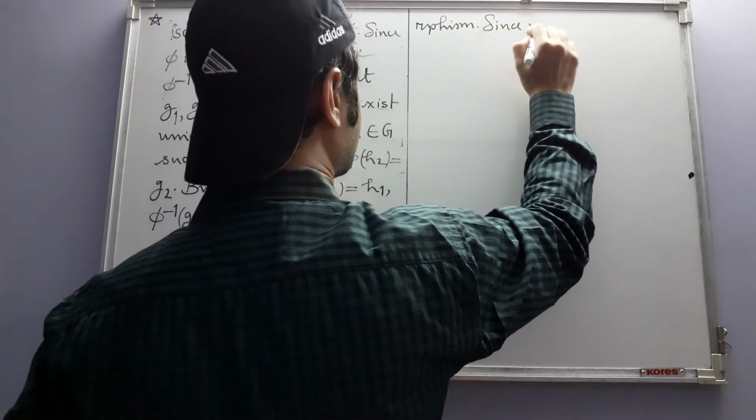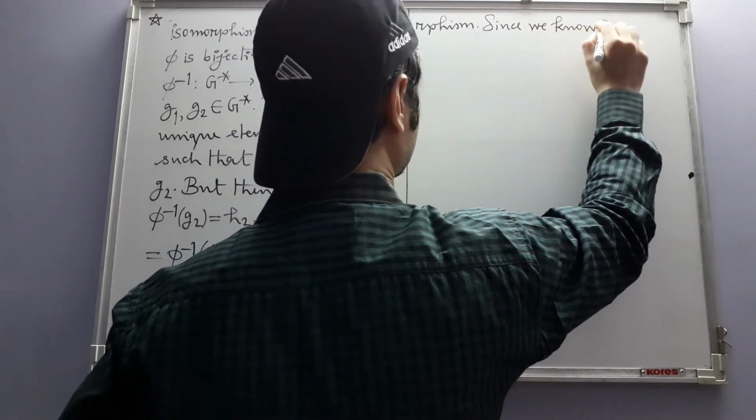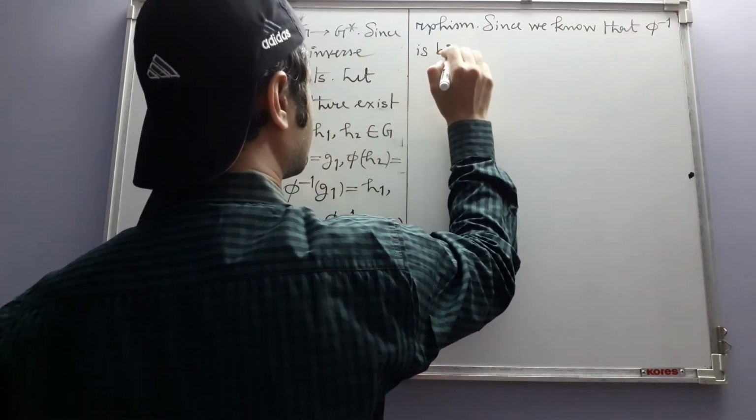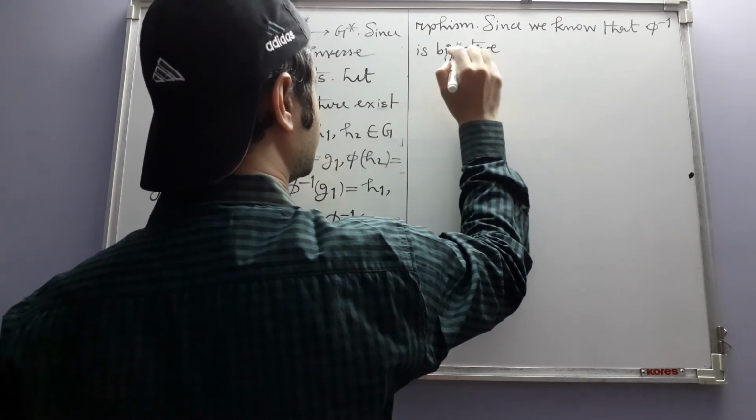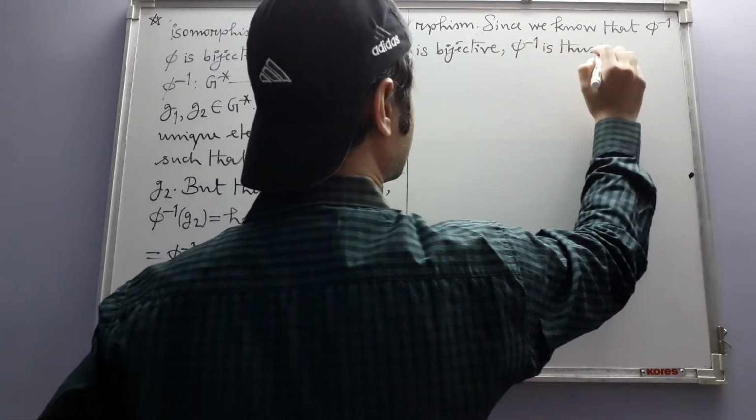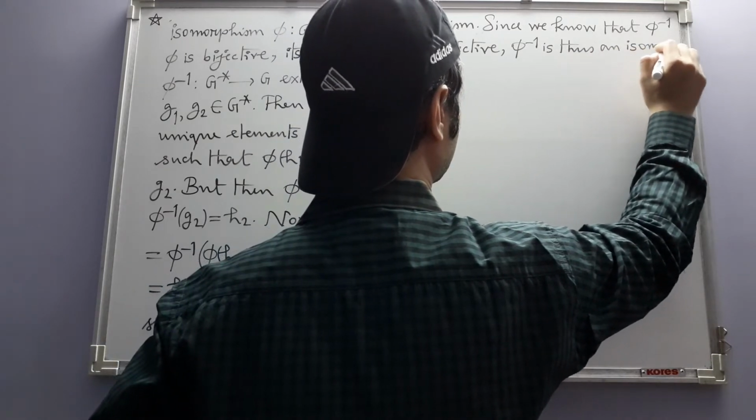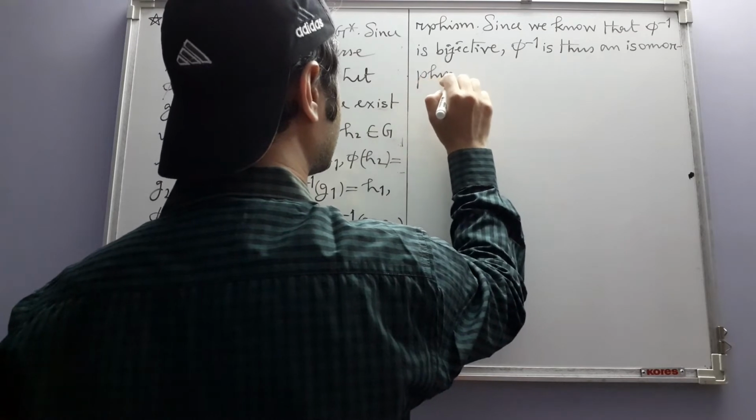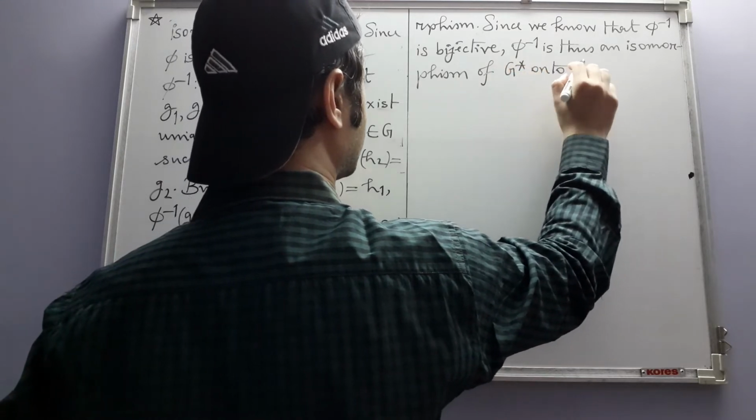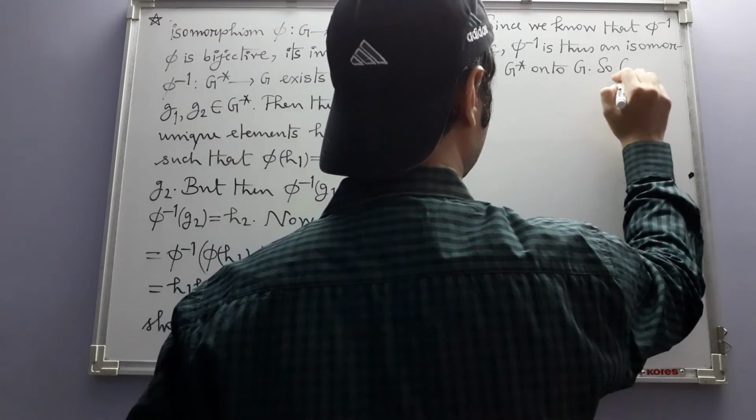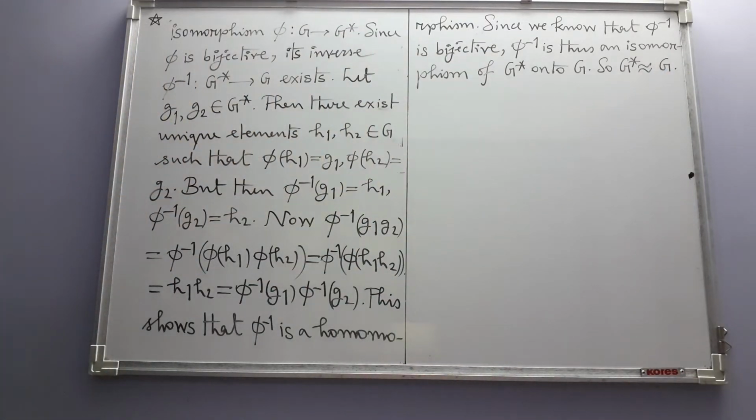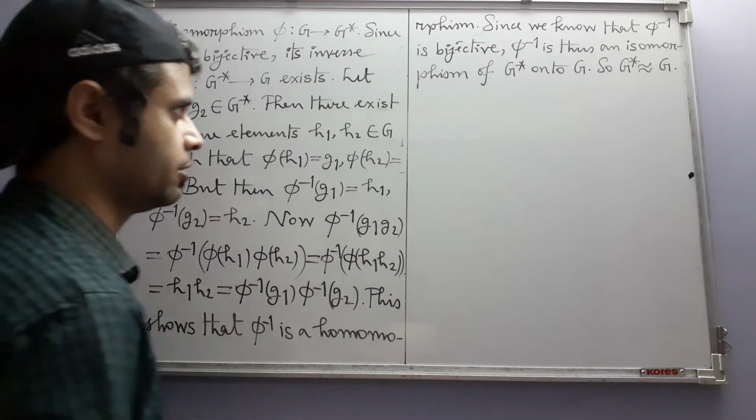Since we know that phi inverse is bijective, phi inverse is thus an isomorphism of G star onto G. So G star is isomorphic to G. Okay, so we have proved that this relation is symmetrical on the class of all groups.